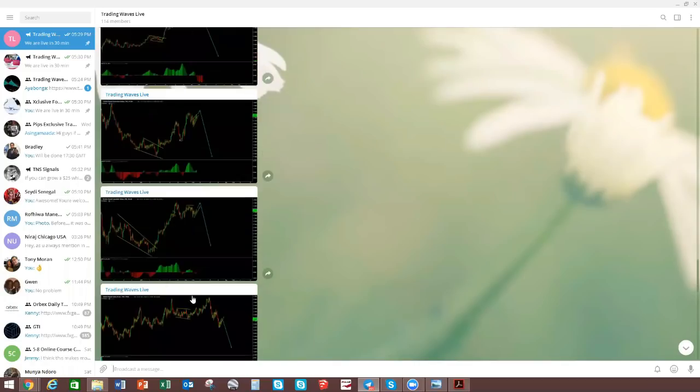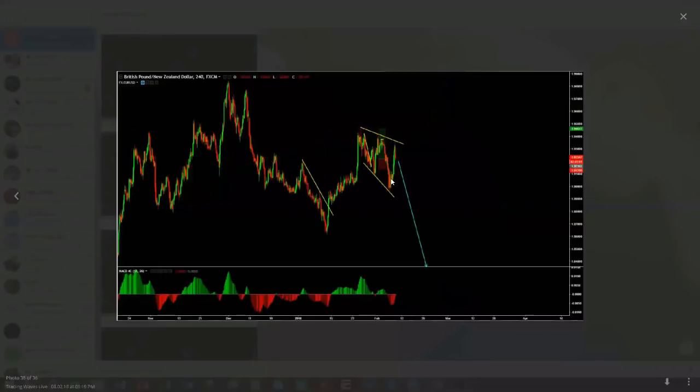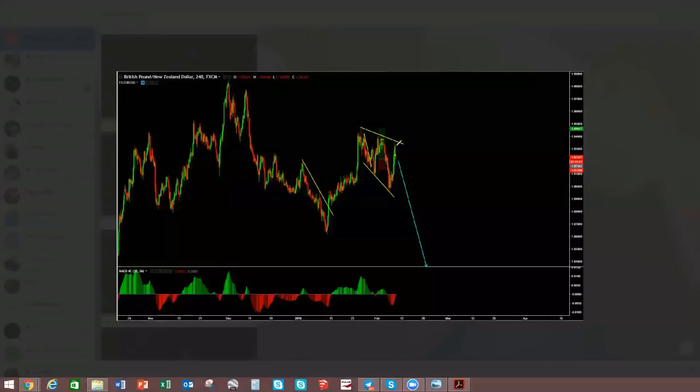What else? Pound New Zealand. There's pound Swiss. Let's look for pound New Zealand. Pound New Zealand has got an interesting structure. It came here, tagged here, and then reversed. So we're gonna go to the pound New Zealand and see what the next move is from there, because it has made an interesting structure, something that I discussed on US dollar CAD, a similar structure, which we're gonna discuss again here.